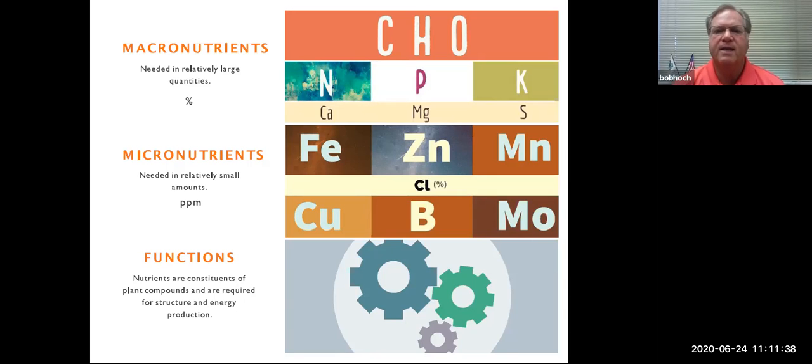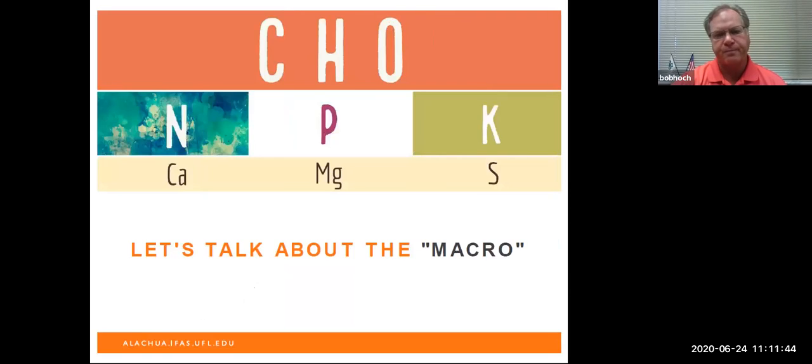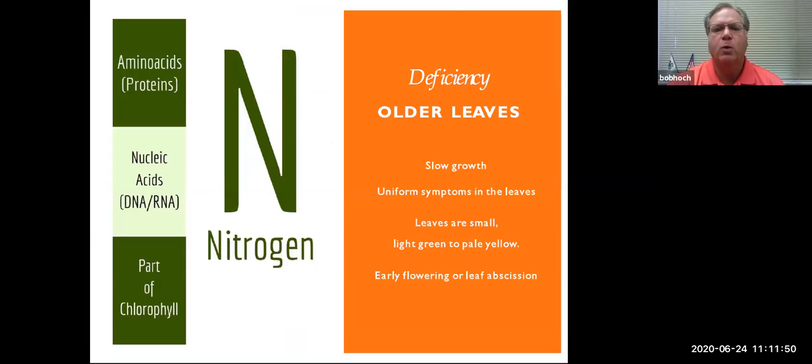We're not going to spend a lot of time on the first 3. We're going to focus on the macro and micronutrients from this point as we go forward. So these are, again, the macros. And the first one that I want to talk about is nitrogen. This is probably the one that is best known by folks that are growing plants.